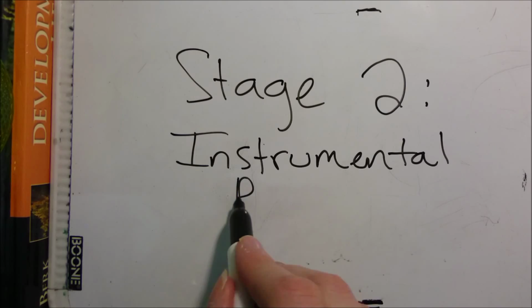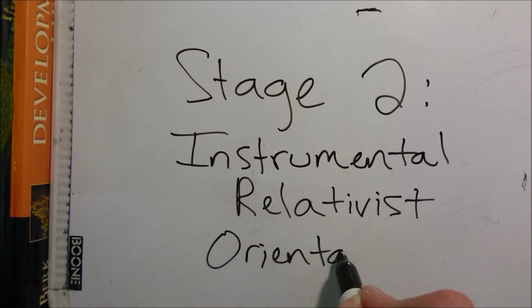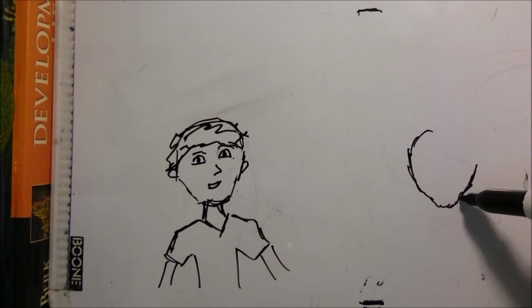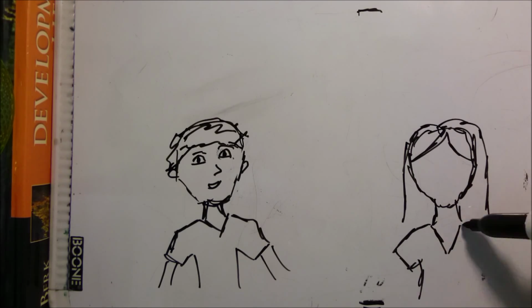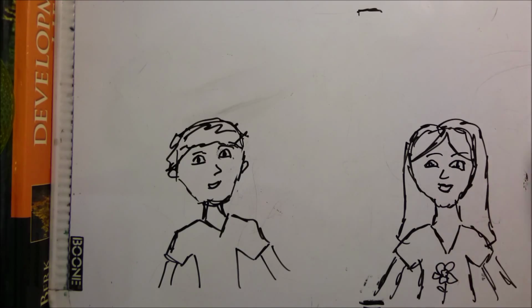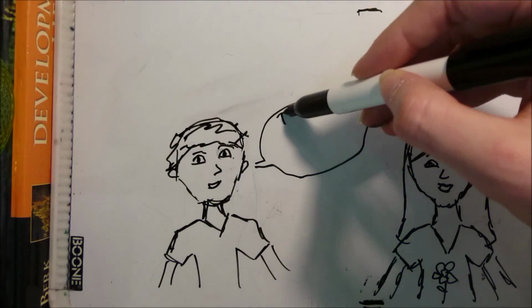Stage 2. Instrumental relativist orientation. Now that Timmy has reached the second stage of moral development, he recognizes that Susie has different views than him, and is willing to help her as long as she helps him too.